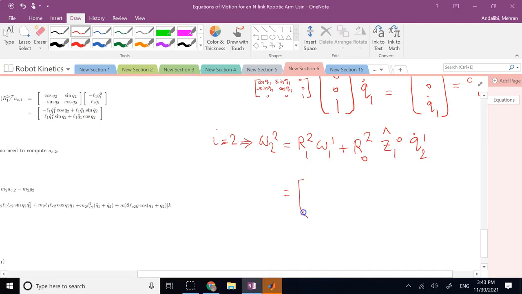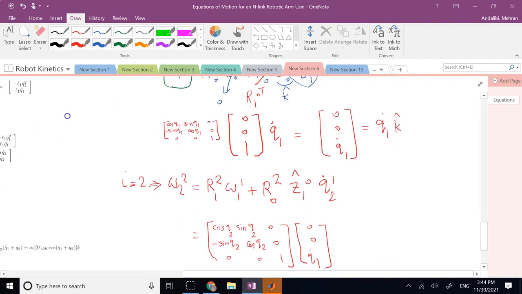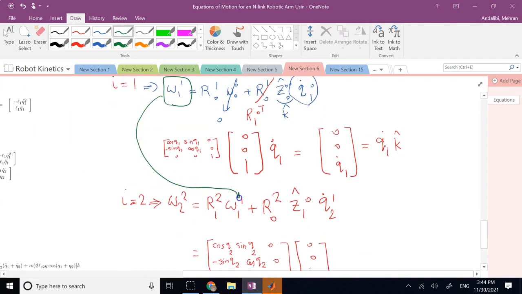So this is going to be basically cosine of q2, sine of q2, 0, negative sine of q2, cosine of q2, 0, 0, 0, 1, the transpose of that. Omega 1 was 0, 0, q1 dot. We had it already from the previous case, correct? And that's the recursion, right? For omega 2, I have to use omega 1. So here, this is the forward recursion going from one to the next.